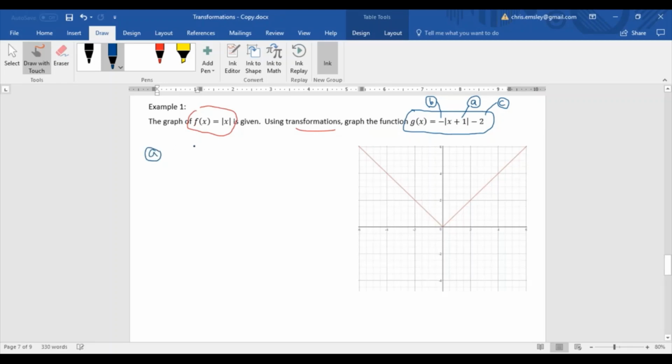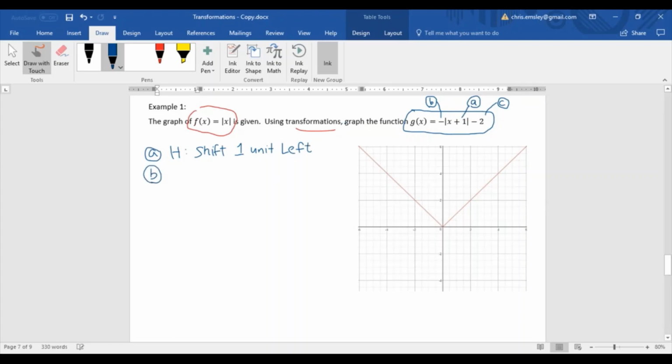The first one is plus 1 inside the function. So if it's inside the function, that means it is a horizontal change. I always just like to think about, before I even start, which category this transformation is. This is a horizontal change, and since it's an addition or subtraction of a constant, that means it's a shift. And plus 1 always goes 1 unit to the left. Again, it's horizontal, so it's kind of counterintuitive to what you might think it should be.